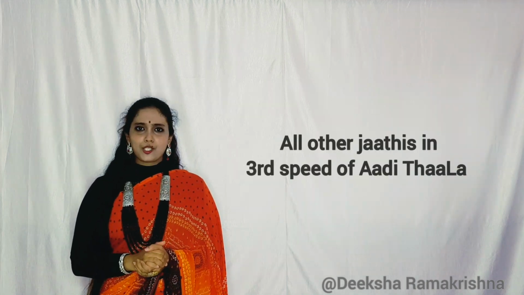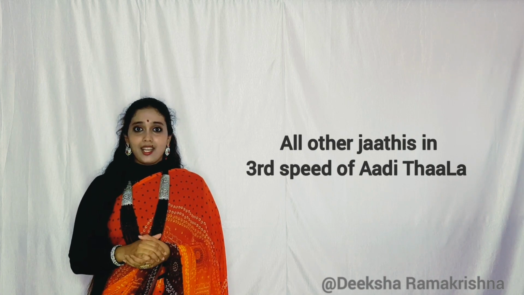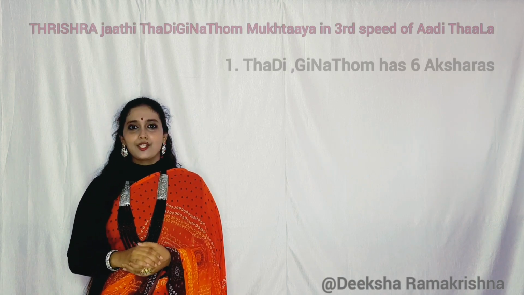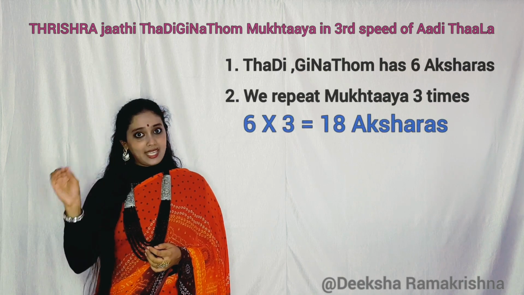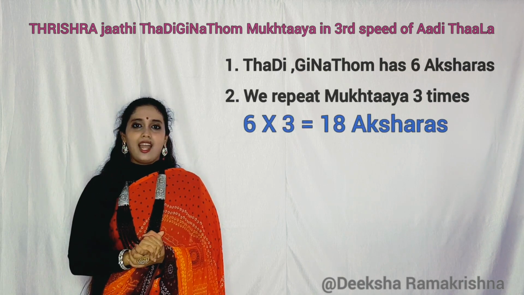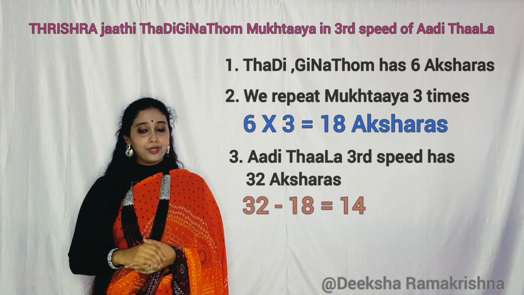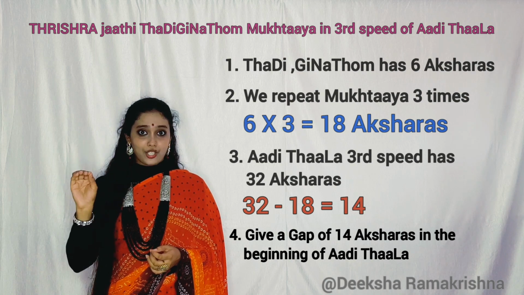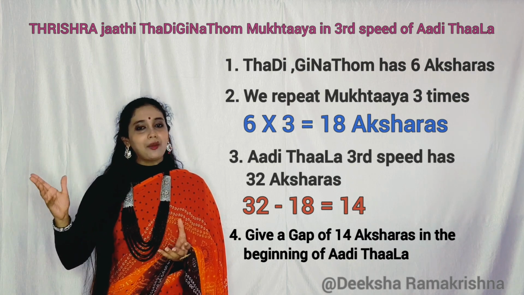Same logic applies to all other jaathis as well. So let's look into all other jaathis in third speed of Aadi ThaaLa. So let's take example of Thadiginathom, that is Trisha Jaathi. So Thadiginathom has how many aksharas? 6. So into 3 will become 18. And third speed Aadi ThaaLa will have 32. So what do we have to do? 32 minus 18 will give us 14. So 14 aksharas we have to give gap in the beginning to find our muktaya in a perfect way.